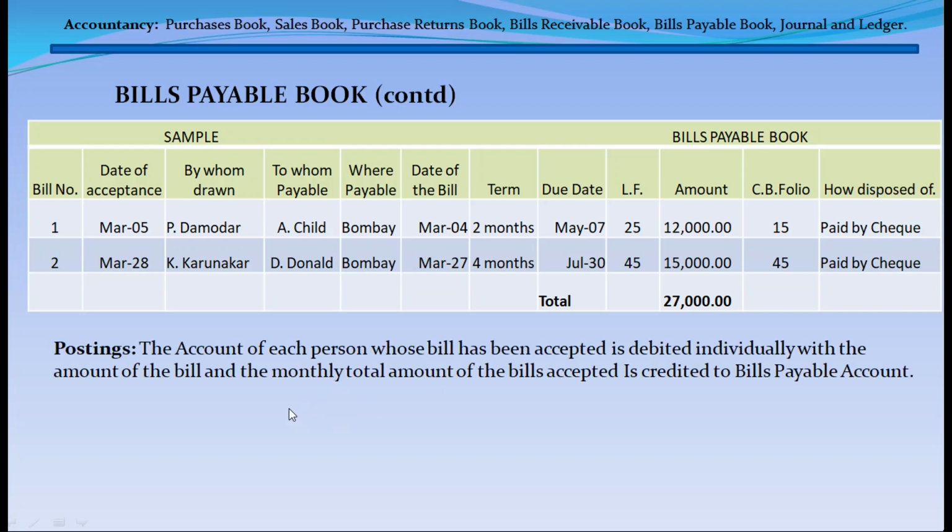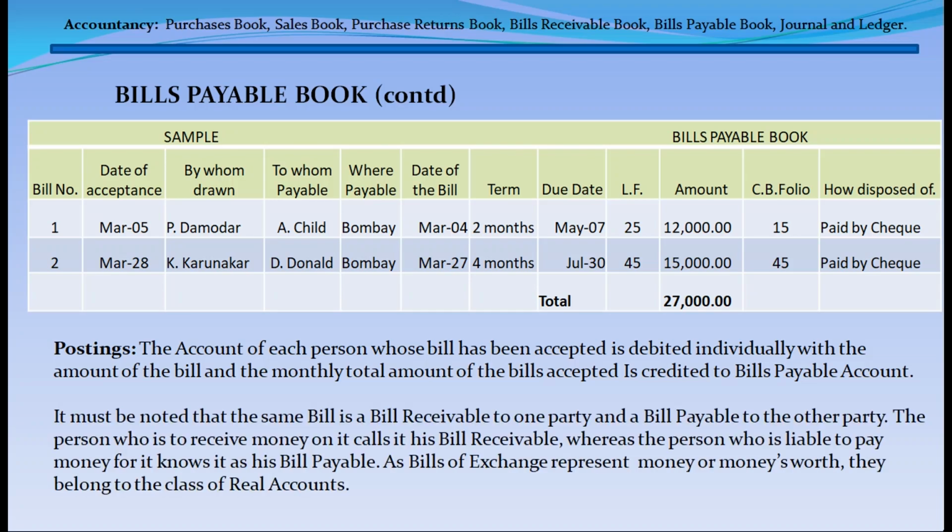Posting. The account of each person whose bill has been accepted is debited individually with the amount of the bill, and the monthly total amount of the bills accepted is credited to the bills payable account in the ledger.